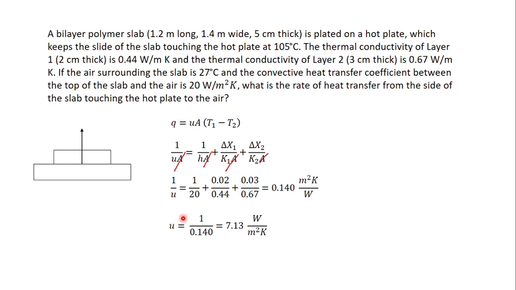So now, since we have the value for U, we can now solve for the rate of heat transfer. We have U of 7.13, the area, which is the length times width, 1.2 meter multiplied by its width of 1.4 meter. Then for the temperature difference, we have the temperature at state 1 of 105 degrees Celsius minus the temperature at state 2, which is 27 degrees Celsius. So plugging it again into our calculator, we get 934.5 watts.